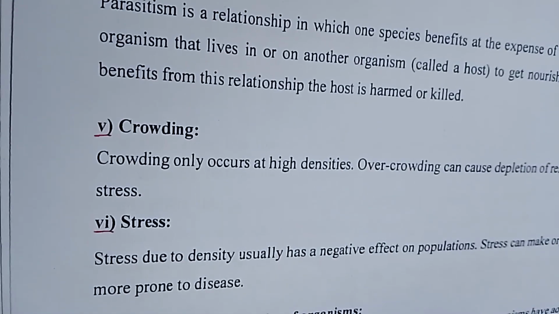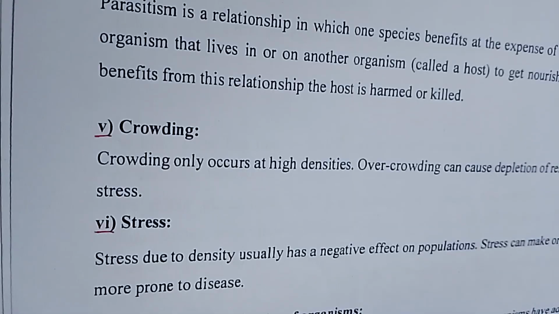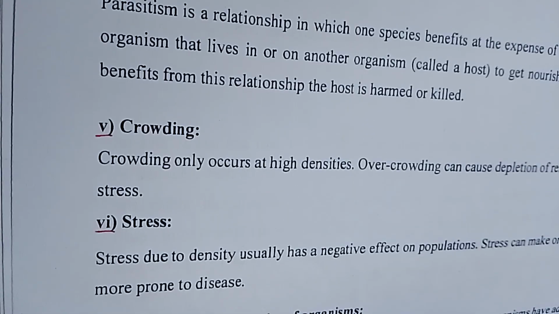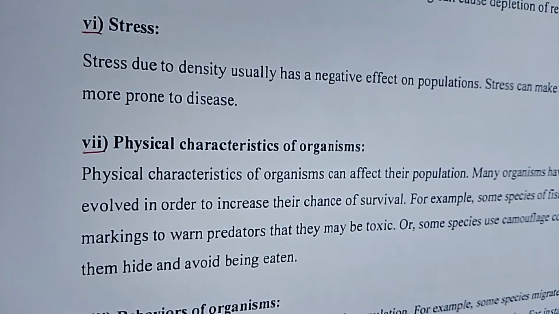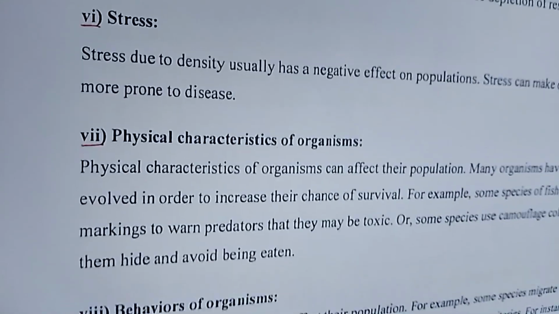Crowding only occurs at high densities. Overcrowding can cause depletion of resources, disease, and stress. Due to this, density usually has a negative effect on a population. Stress can make organisms weak and more prone to disease. Physical characteristics of organisms can affect their population.